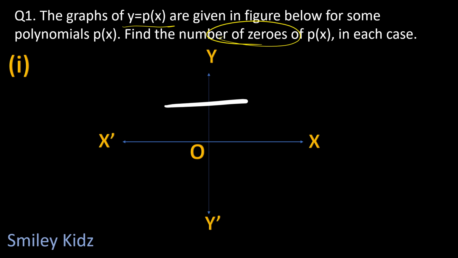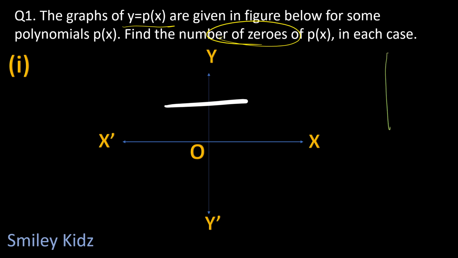So in this question, we have 6 sub-questions which ask us to find the number of zeros and they are just giving us the graph. So how do we find the number of zeros? Just by looking at the graph of the polynomial. You must always remember that the number of times the graph intersects the x-axis, those many zeros will be there.